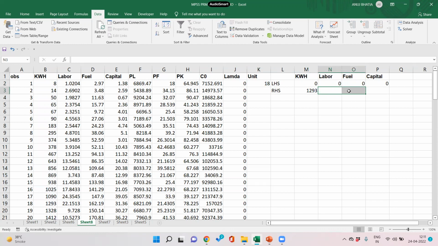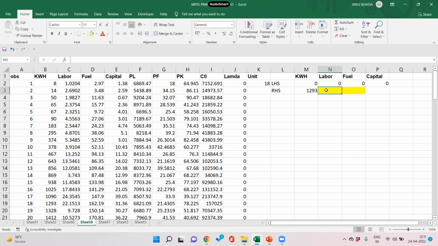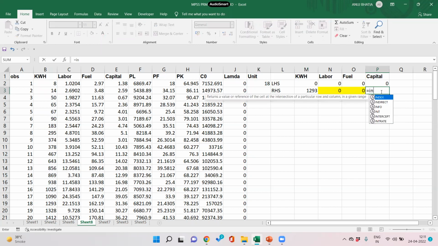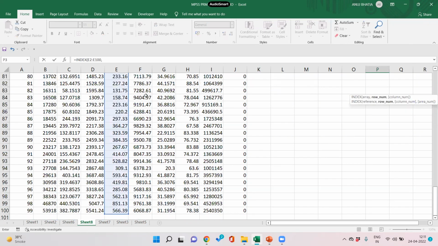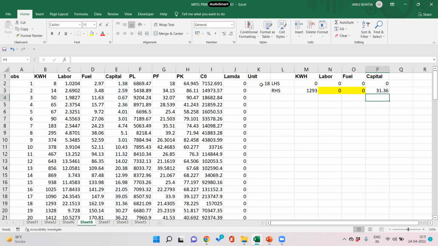Labor and fuel are variable. So I highlight these 2 cells because these are our solution variables. These are the x_i's in our objective function. Let us set the initial values to 0. You can take any value. And capital here is fixed, so we cannot change capital in the short run. So for capital, I select the array of capital using the INDEX command and specify which unit to look at, unit number 18. So this is the capital of the firm under observation.